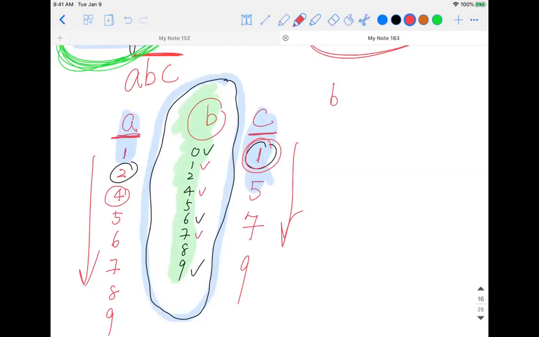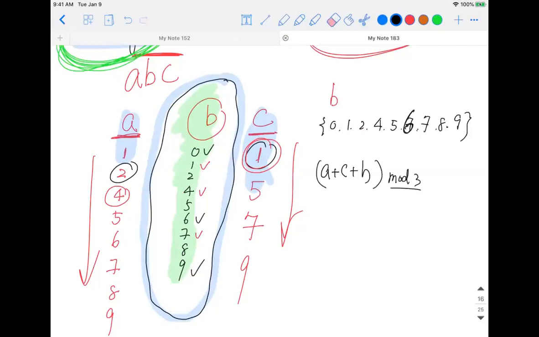B can be chosen from 0, 1, 2, 3, 4, 5, 6, 7, 8, 9, right? Just like somebody mentioned, do a digit sum and divide by 3. At the end of the day, you want to do A plus C plus B, right? You want to take it modulo 3, or in easier language, I want to divide by 3 and check the remainder, right?